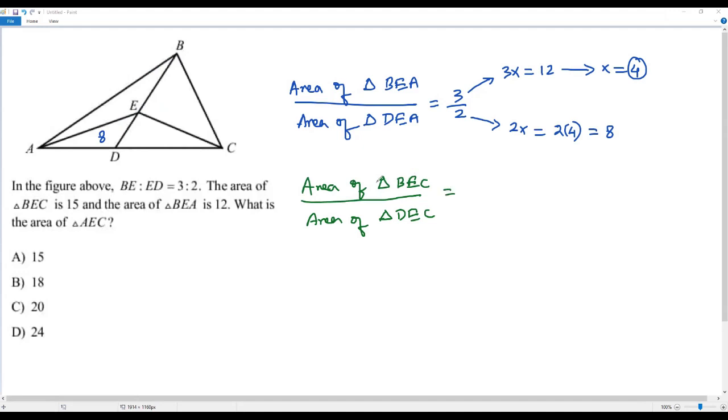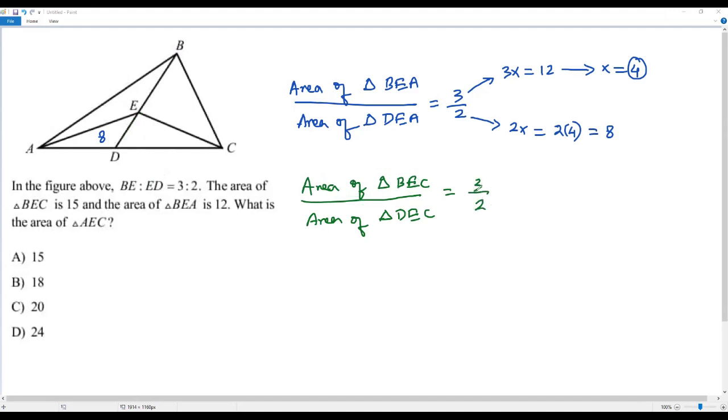Here I am taking the area of triangle BEC first because in the given ratio we have the term corresponding to B, which is the base of the triangle BEC. That's why I am taking this triangle first. The second term, number 2, corresponds to the base of this triangle DEC. That's why I'm writing the second triangle DEC over here. So in whatever ratio we have their bases, in the same ratio we'll have their areas. That is 3 over 2.